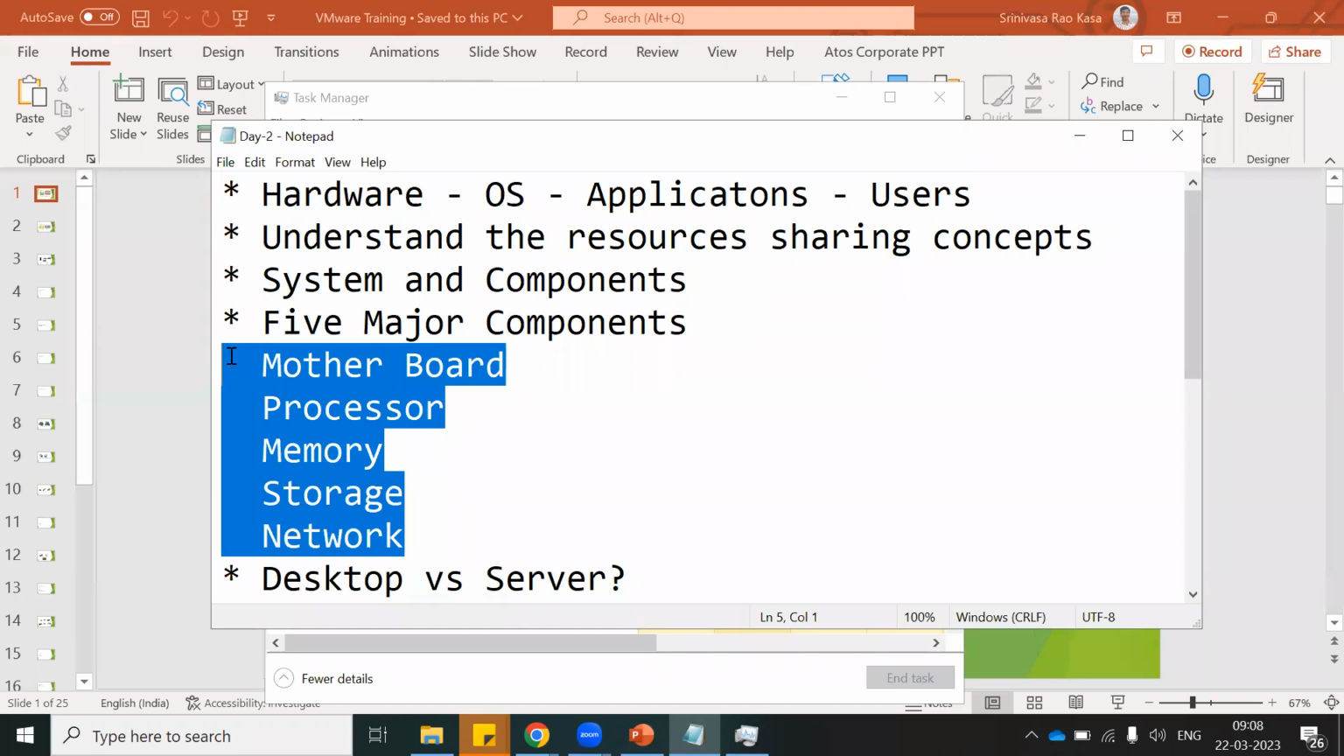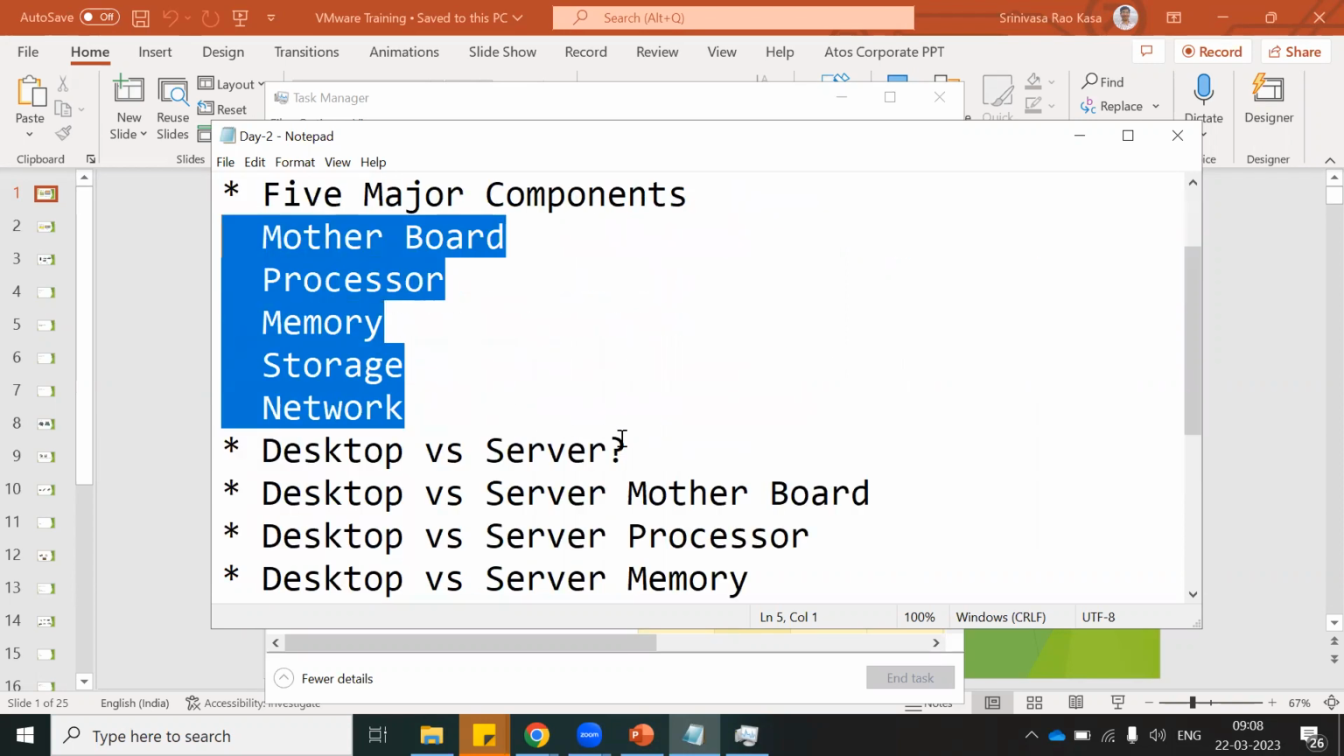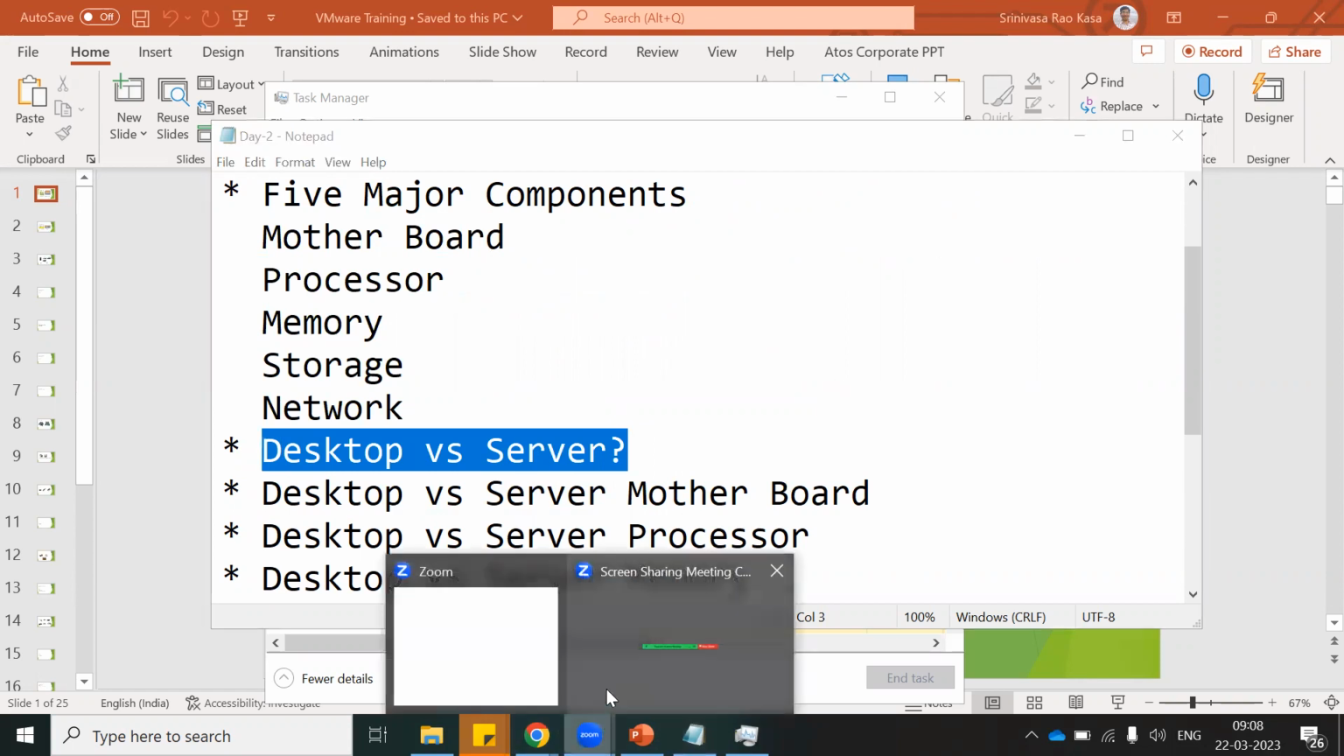So the entire virtualization is going to depend on these 5 components. How we are going to call it a system. Before going further, do you understand what is a desktop versus server? Anyone? What is a desktop and server? Can anyone please unmute yourself?